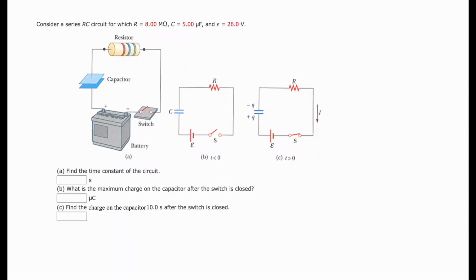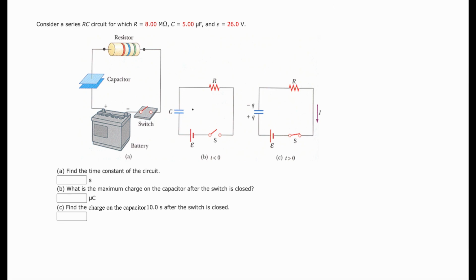All right, it says consider a series RC circuit. They give you the resistance of the resistor, 8 mega ohms, and the capacitance is 5 microfarads. Voltage of the battery, 26 volts. They want us to find the time constant of the circuit.